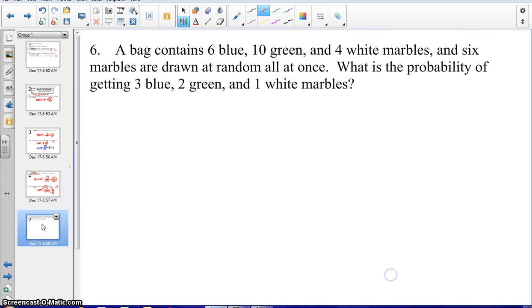Moving on to the next example, or last example, a bag contains 6 blue, 10 green, and 4 white marbles. 6 are drawn at random all at once. What is the probability of getting 3 blue, 2 green, and 1 white marble? So again, our total amount of marbles, if we add those up, 6 plus 10 plus 4, we get a total of 20 marbles, and we're selecting 6.